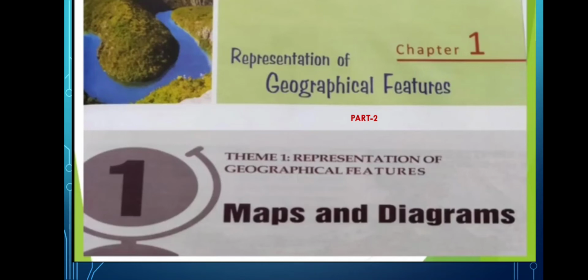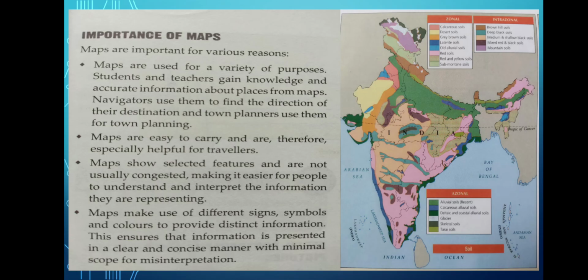Everyone, welcome back. In this video I am going to discuss the representation of geographical features, that is lesson 1, 6th standard ICSE syllabus. In the previous video I discussed maps, types of maps, and also how we calculate based on the scale. In this video I am going to discuss the importance of maps and diagrams, how to find the conventional size, the use of signs, and also directions, sketch and plan.